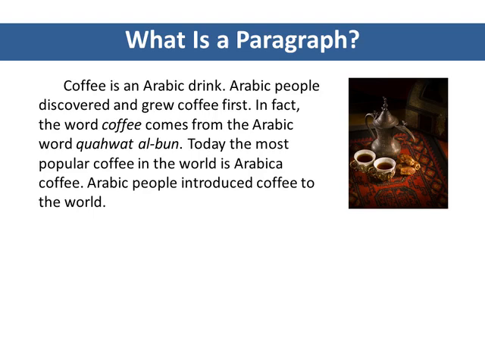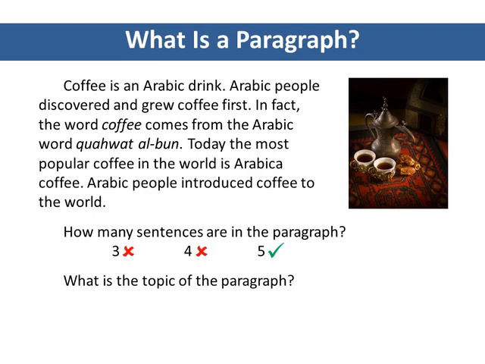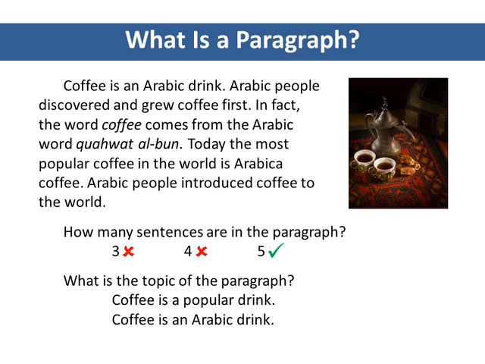How many sentences are in the paragraph? 3, 4, 5? 5. What is the topic of the paragraph? Coffee is a popular drink. Coffee is an Arabic drink.